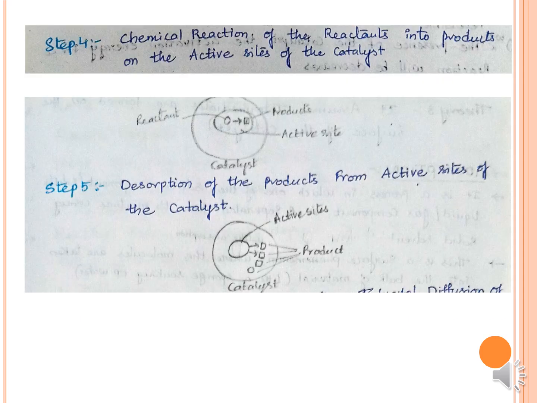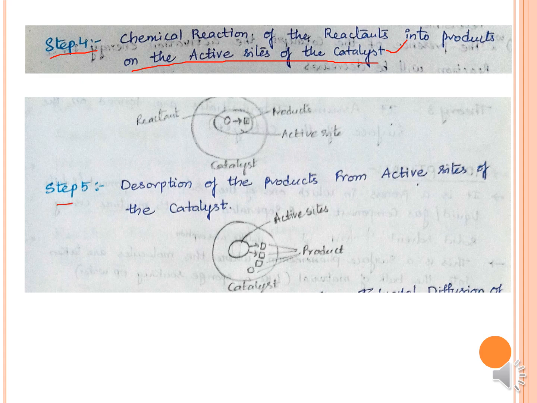In step 4, chemical reaction of the reactants into products on the active sites of the catalyst. The third step was adsorption of the reactants. The fourth step is chemical reaction of the reactants into products on the active sites of the catalyst. A reaction takes place. During step 4, the reactants are converted into products.